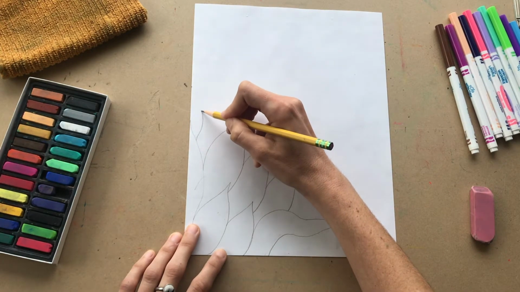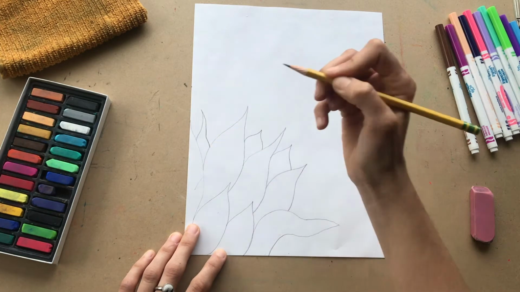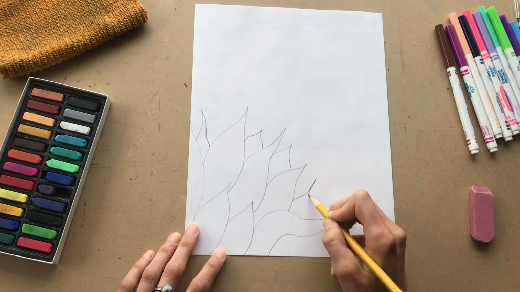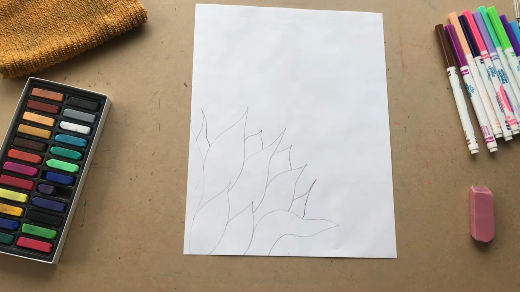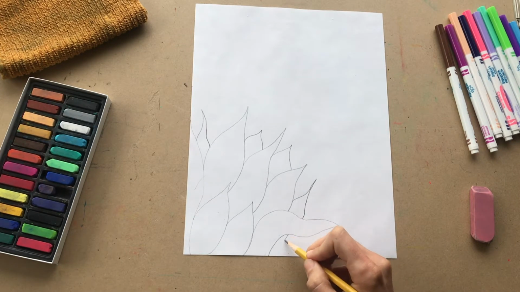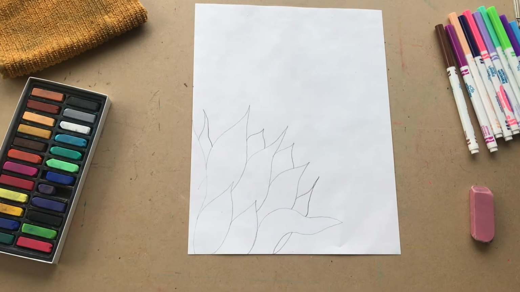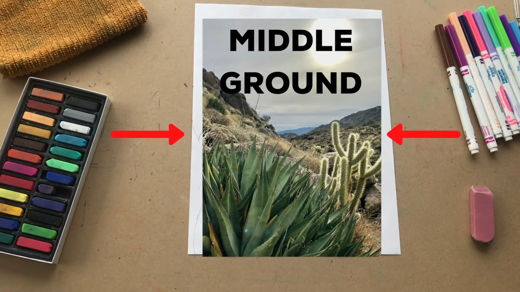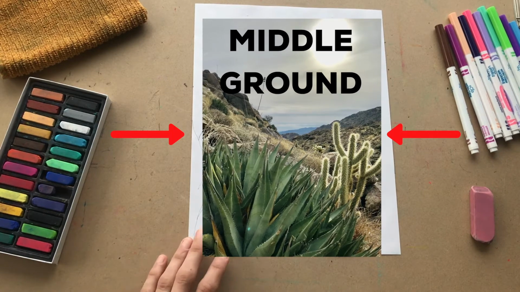The agave plant is abundant in desert climates because they've adapted to absorb water very quickly. And with very little rainfall, this is an important adaptation. Great job making the agave plant in your foreground. Now let's create our desert middle ground. The middle ground is the area between the very front and the very back of your scene.